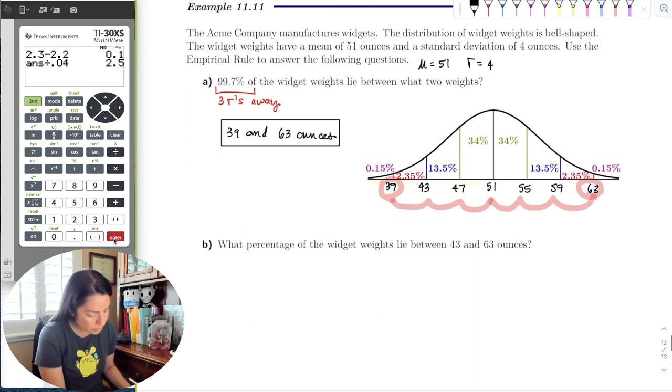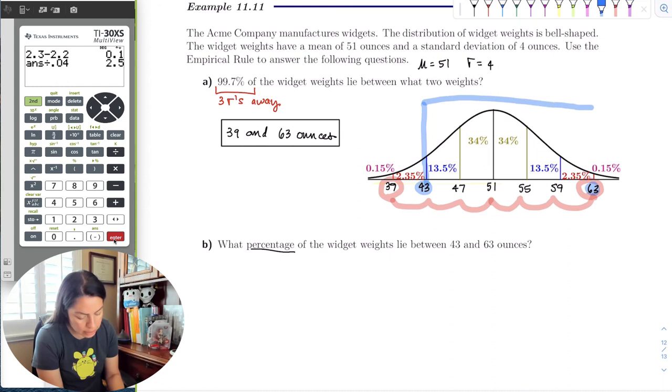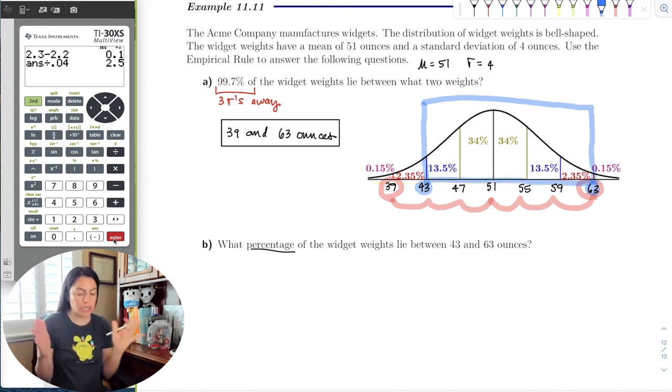All right, the next question. What percentage of widget weights lie between 43 and 63 ounces? So 43 and 63 ounces. So now they're not even, it's not symmetrical. So I'm going to have 43 to 63. So I'm going to have all these percentages between 43 and 63.